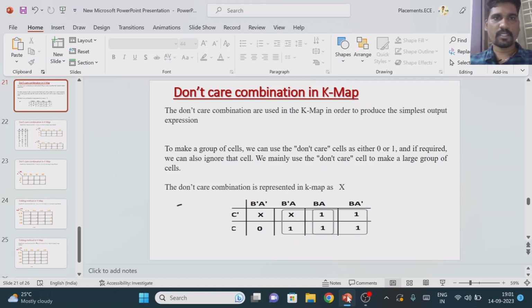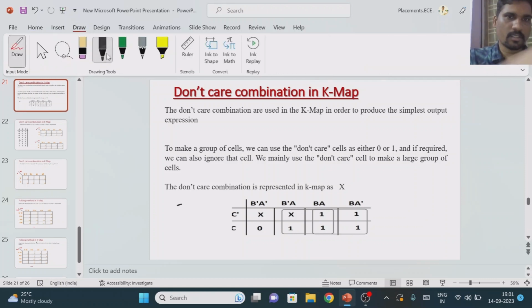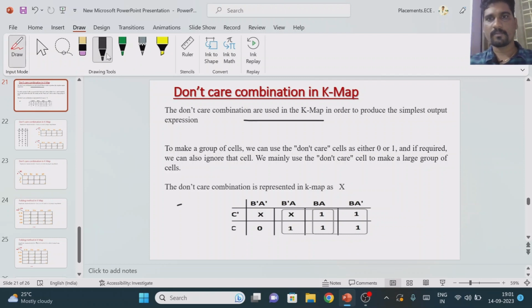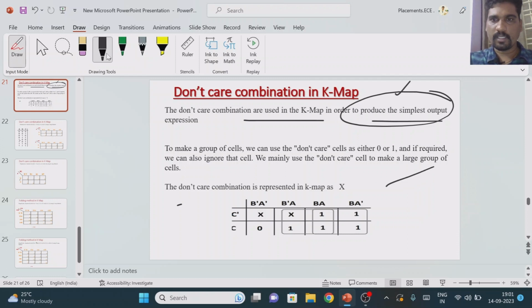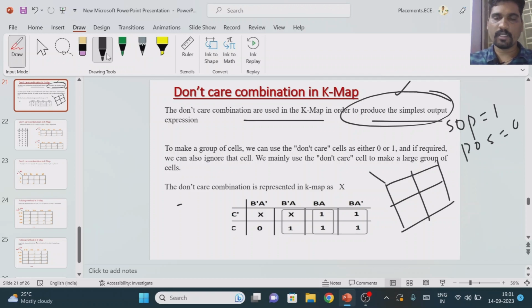If you read these statements, the don't care combinations are used in the K-map, just remember, in order to produce the simplest output expression. Once we try to solve the problem, we will understand how it produces the simplest output expression. So far what we have seen is that in K-map we have either the SOP function or the POS function. SOP means representation of the 1, POS means representation of the 0, that we know. Suppose this particular set may be SOP, it may be POS. These kinds of things we have seen so far in the K-map.